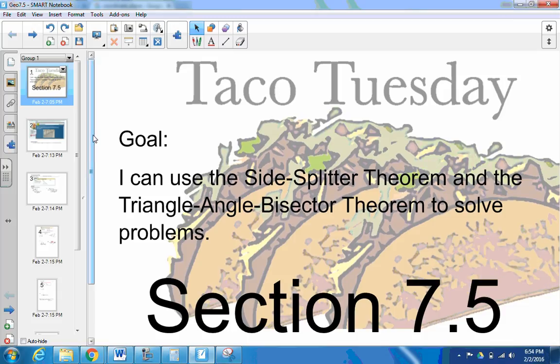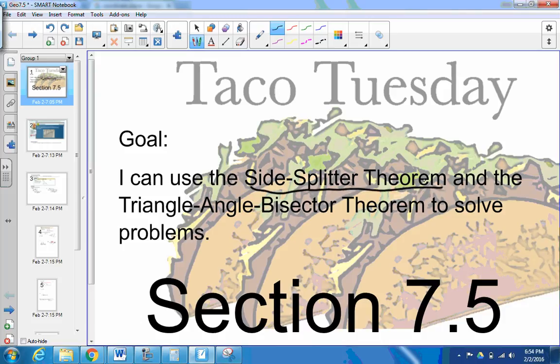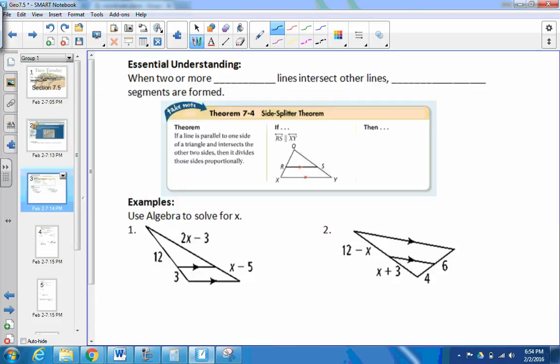But anyway, we're in section 7.5, and we're going to deal with a couple of theorems especially. Our goal is I can use the side splitter theorem, awesome name, and the triangle angle bisector theorem to solve problems. So let's see what those are and how we can use them. We're going to start off with the side splitter theorem.